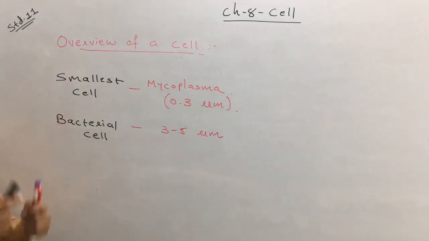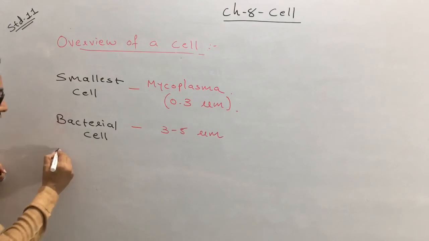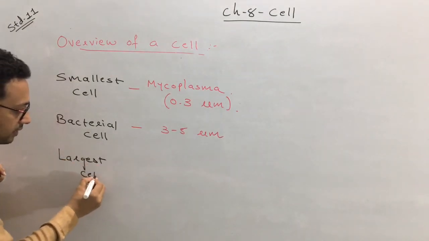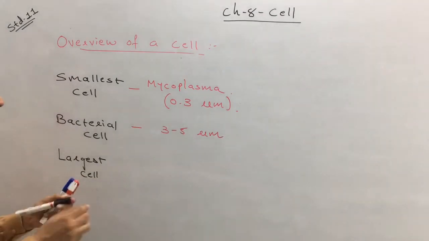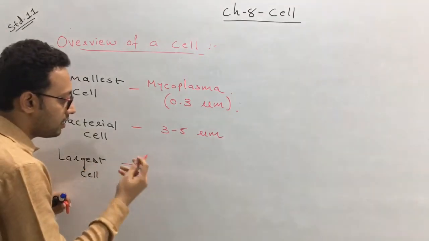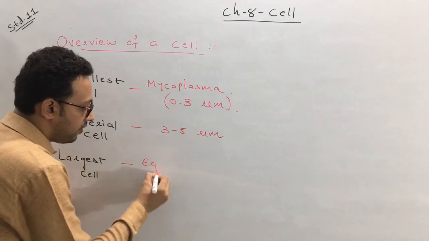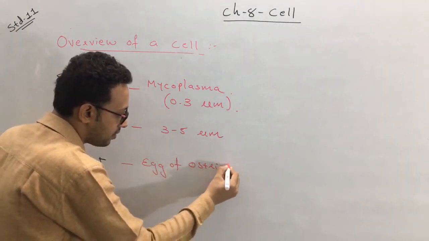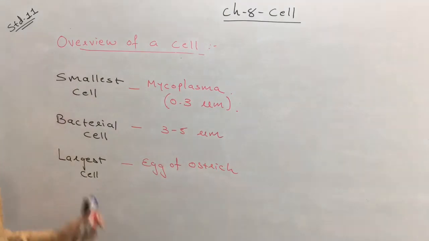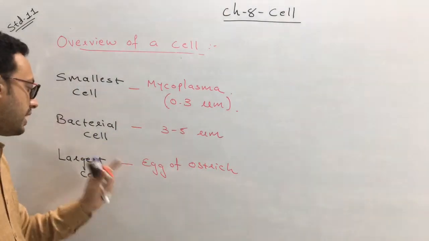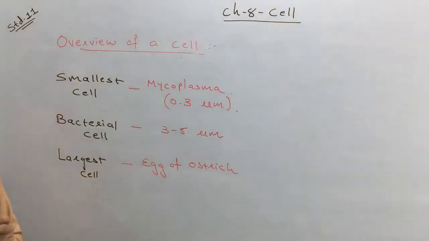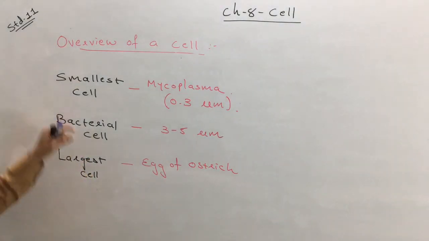Now, which is the largest cell? The largest known cell, or single largest cell, is the egg of ostrich. This is the single largest cell which exists. Egg of ostrich, it is the largest cell. Okay, so that is about the smallest cell and the largest cell.